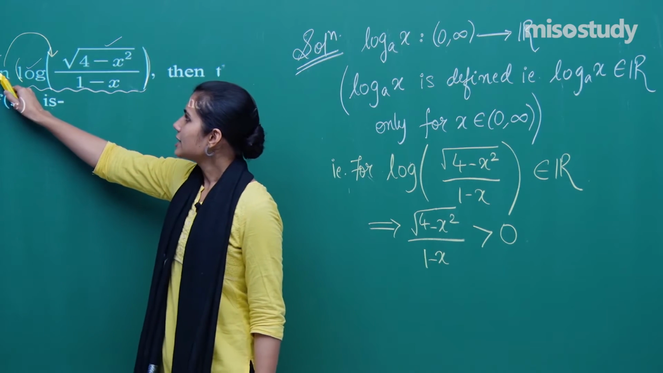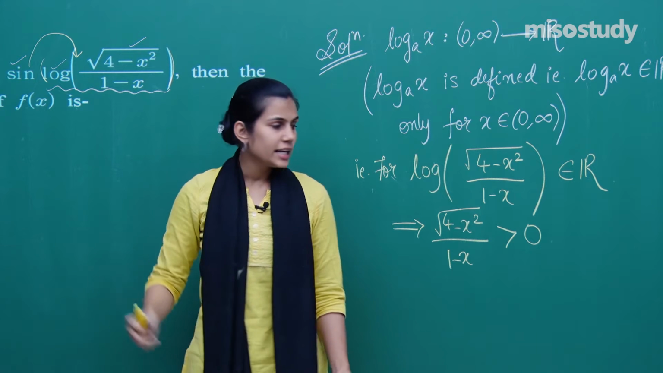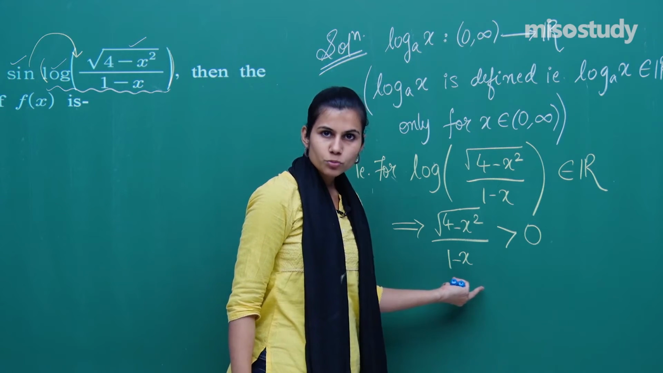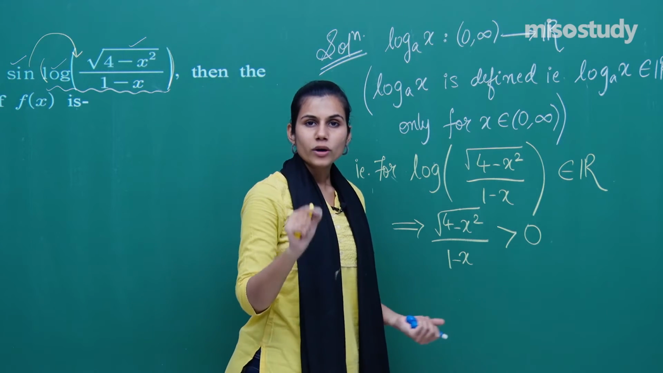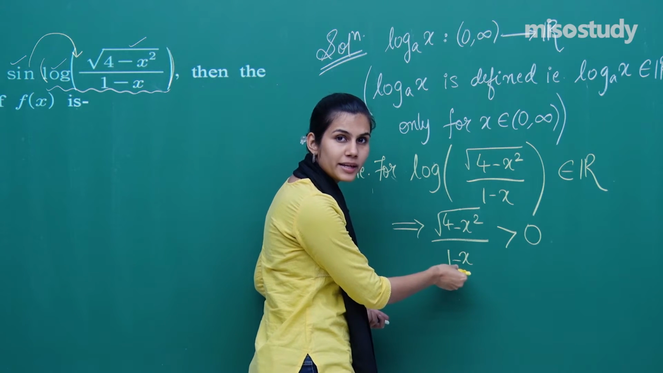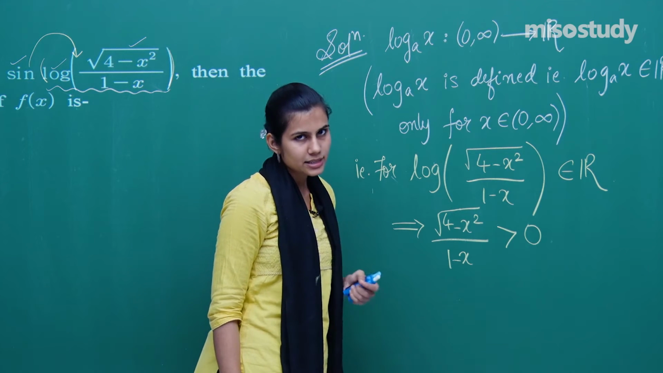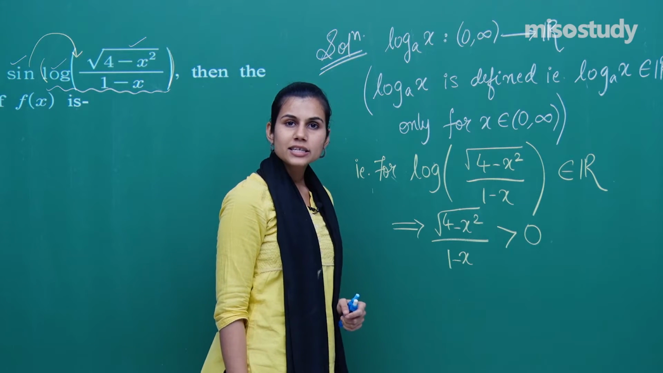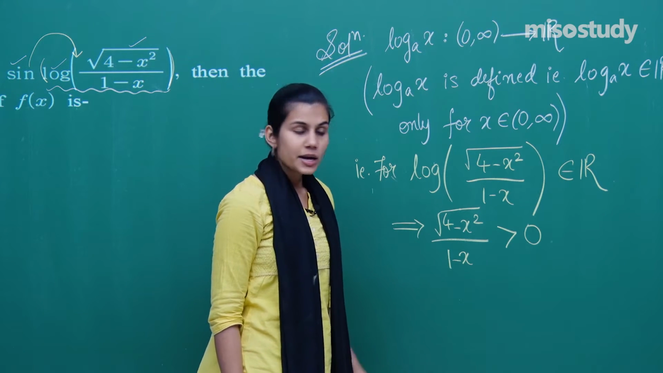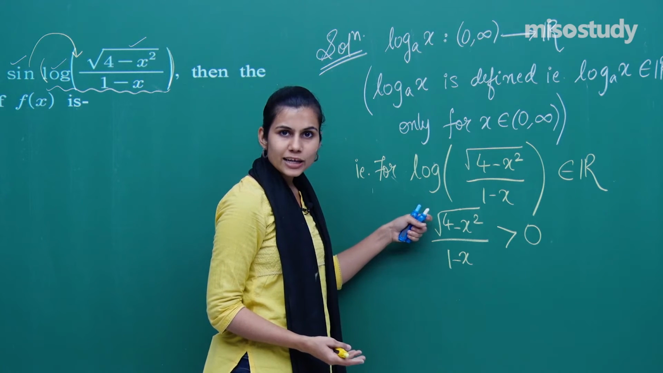So, for sine to act upon it, this expression should be real. For this expression to be real, this expression should be greater than 0. And for this expression to be greater than 0, what is it that I want? I want either both the numerator and denominator should have a minus sign, or both numerator and denominator should have a plus sign. Only then can I get a greater than 0 expression. But root of anything is never negative. That means the numerator is always non-negative. So there is always a plus sign over here.